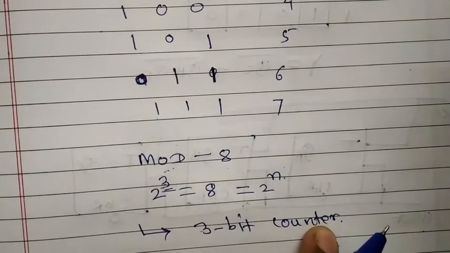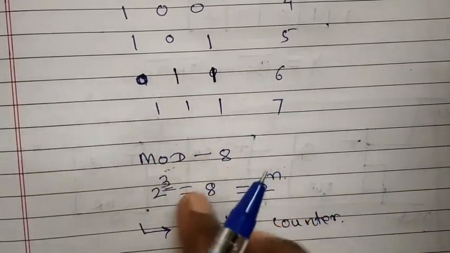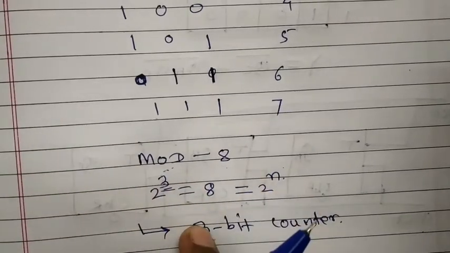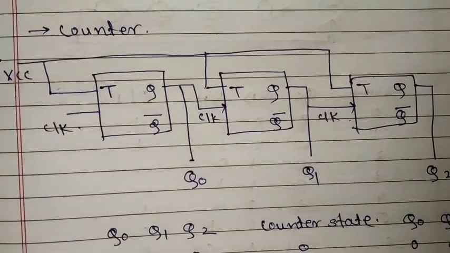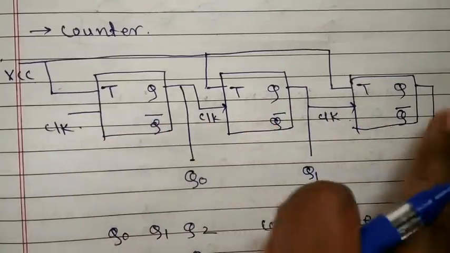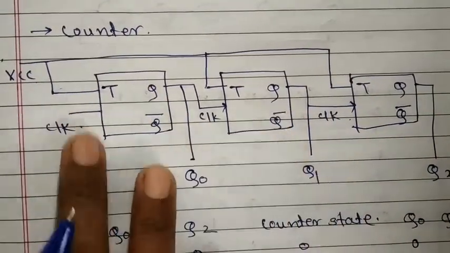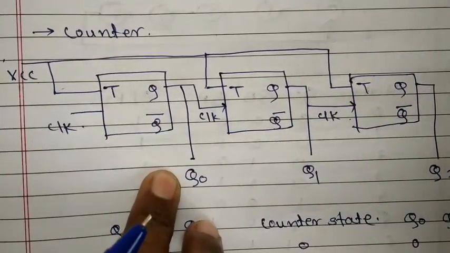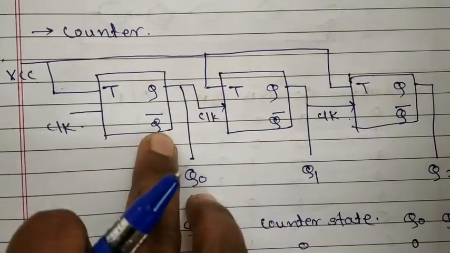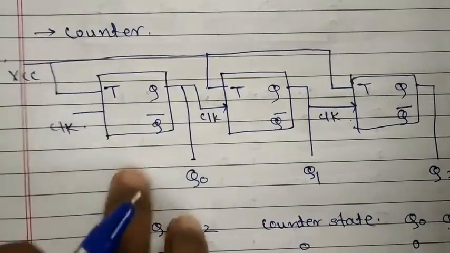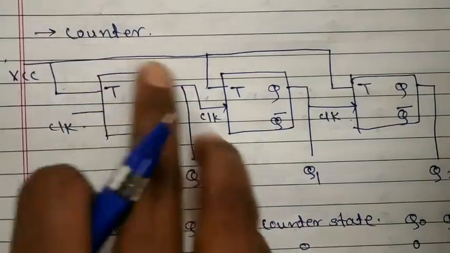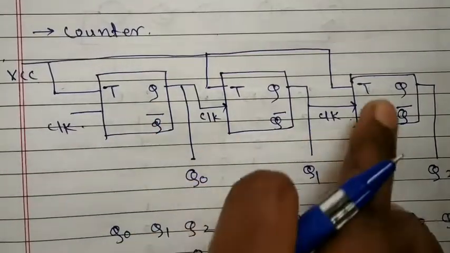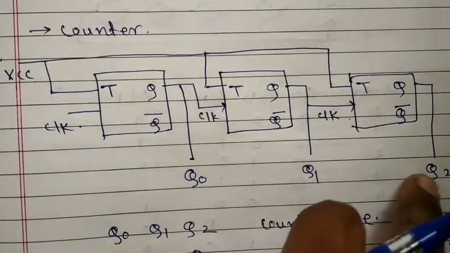3-bit counter means this type of design includes 3 flip-flops. I am using T type of flip-flop. Mod 8 counter means 3-bit counter, so I am taking 3 T flip-flops. T terminals of all the flip-flops are attached to VCC. Clock is applied to the first T flip-flop. So this flip-flop is LSB, output is Q0. This flip-flop is MSB, output is Q2.